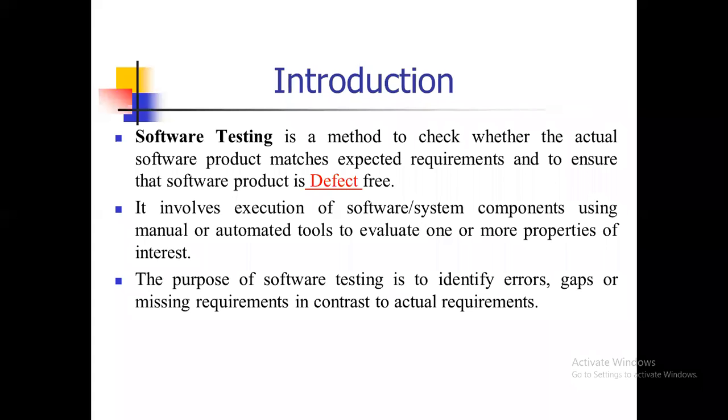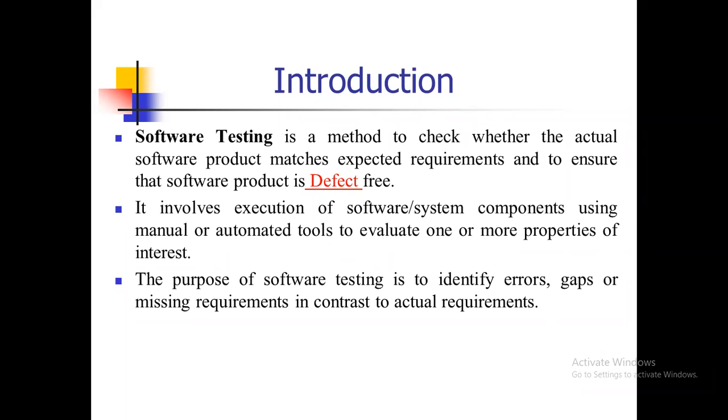Software testing is a method to check whether the actual software product matches expected requirements and to ensure that the software product is defect free. Whenever we develop any software, we have requirements, so after executing the system we check the output we get against our requirements. If the requirements are matched, then that software product is defect free. That is software testing: we test the software based on the requirements.